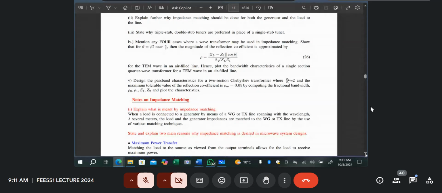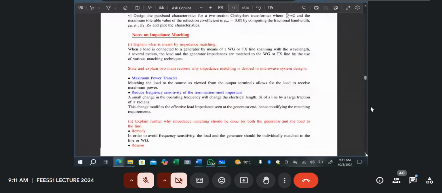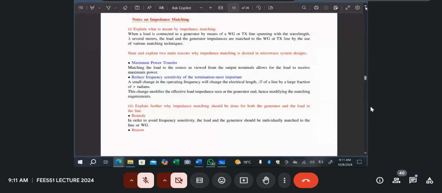So I don't know why group 1 did not start here, because really this is where you just start explaining the theories. So from number 1 there, we know that when you connect a load to a generator, and I don't know who presented, who was using the Microsoft, but he did it very well.